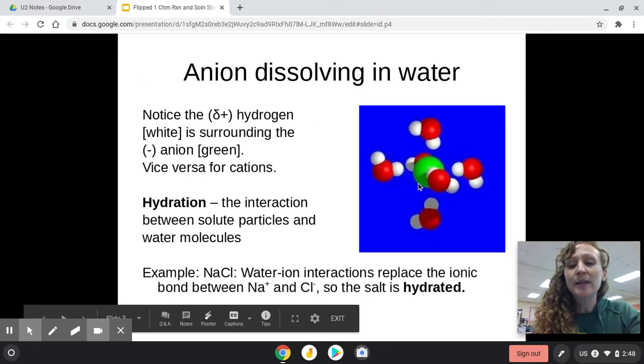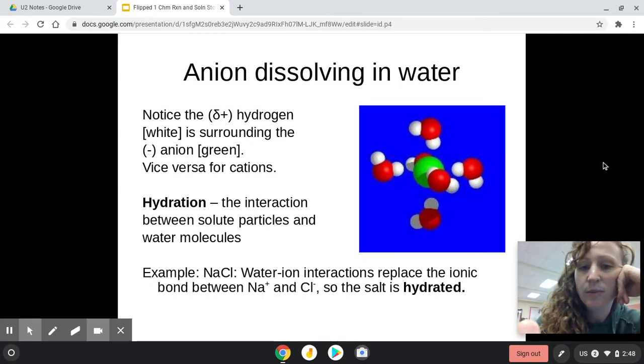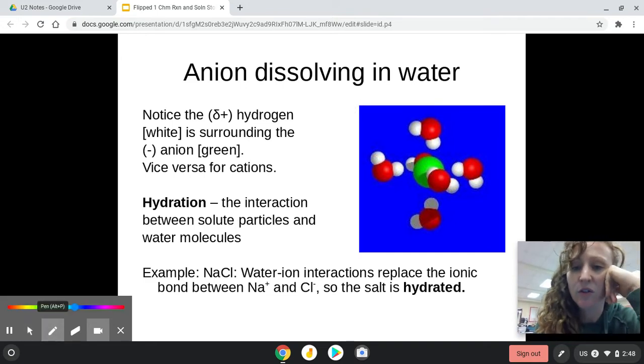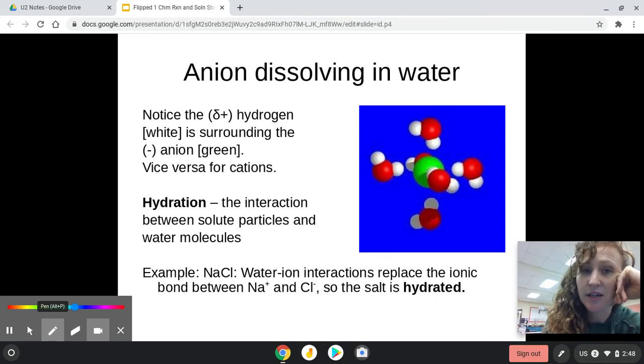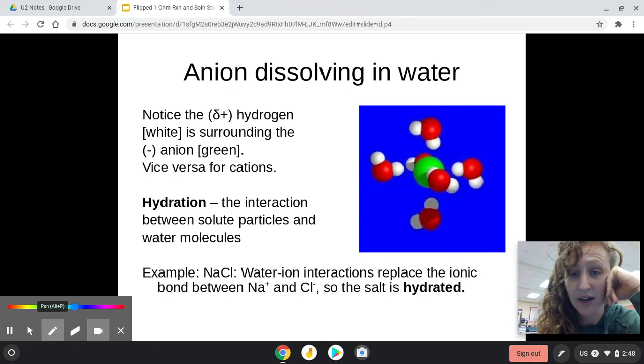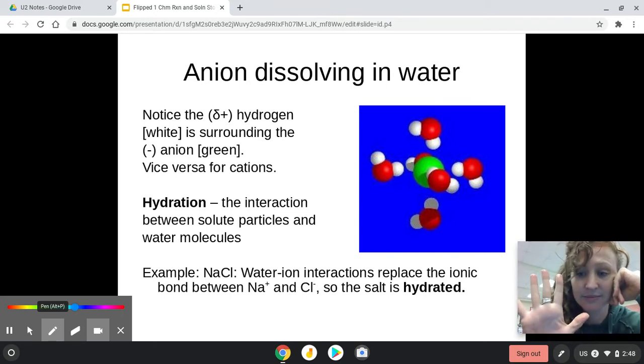All right, so here in this little picture we see water molecules that are being attracted to something. Take a look at this picture and see if you can figure out what that green thing is. Based on how the waters orient around it, what is that green thing? I'll give you 5 seconds to think about that.